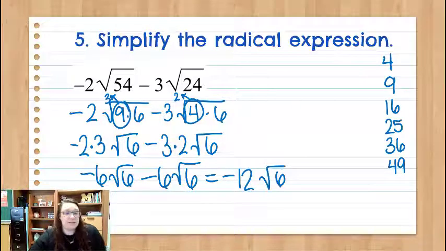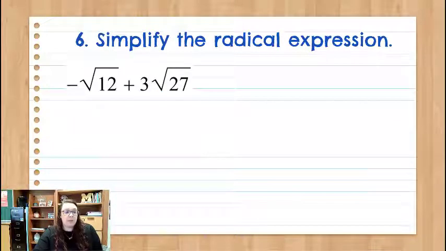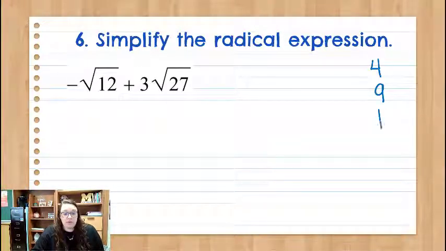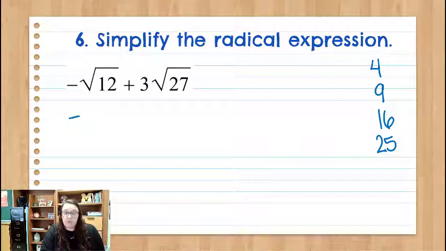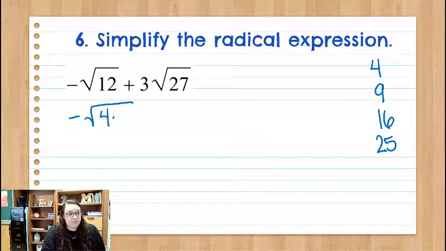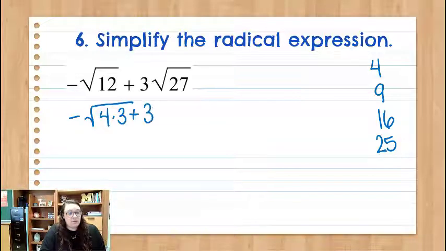Our last one is coming up right now. Root 12 plus 3 root 27. Let's simplify these guys. I'm going to write my list again. 2 squared is 4, 3 squared is 9, 4 squared is 16, 5 squared is 25, and that's all the numbers I'll need for these two. First off, the 12. I know 4 goes into it. It is 4 times 3. Then the 27, I know 9 goes into it. It is 9 times 3.